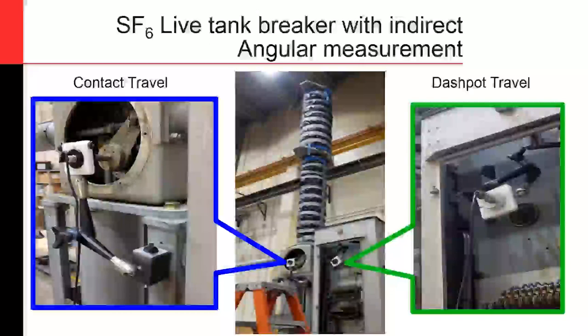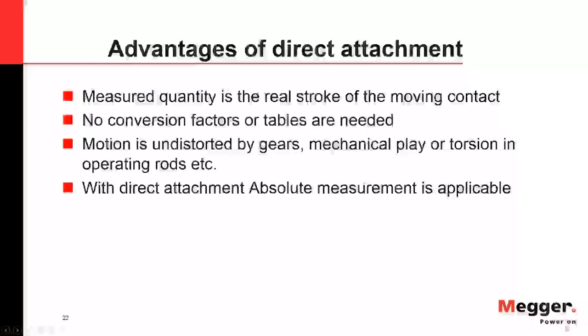But what's interesting about this breaker is not only do you measure contact travel with the transducer, you're actually going to measure dashpot travel as well to make sure that this thing is damping correctly and meets a couple parameters. So even though this is a gang-operated circuit breaker, you're going to make a measurement with two transducers, one on the contacts and one on the mechanism itself.